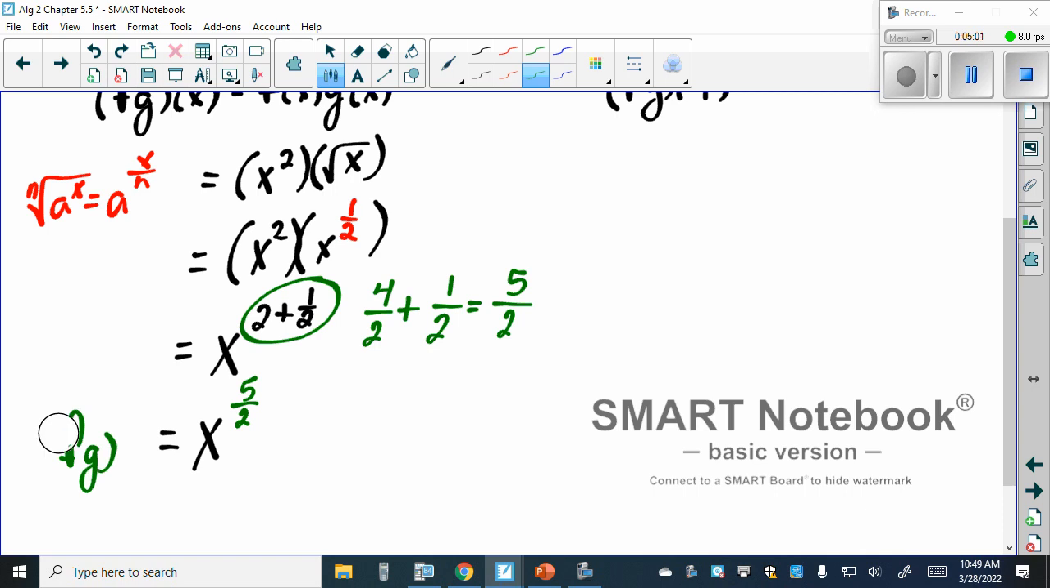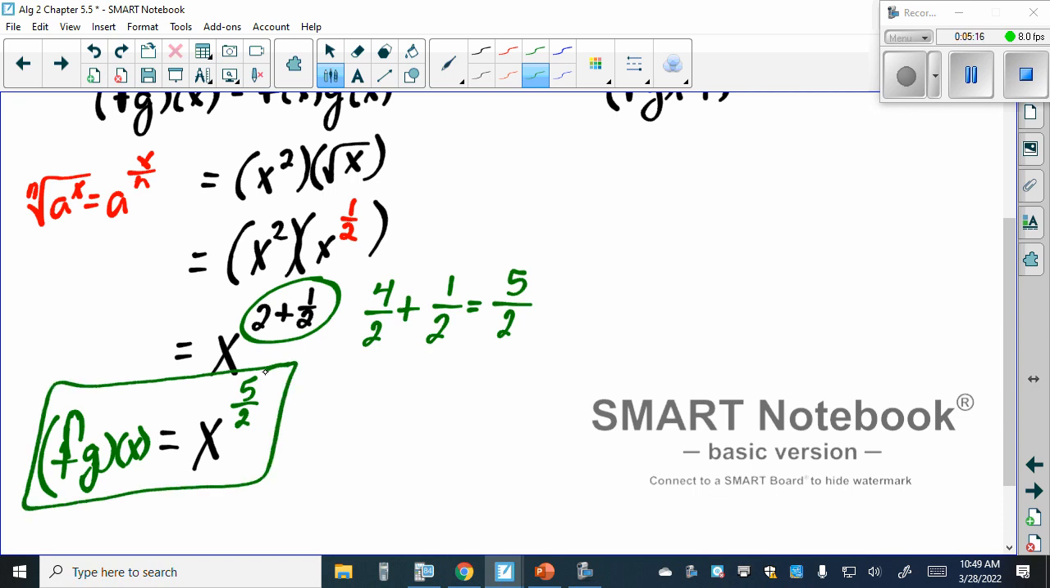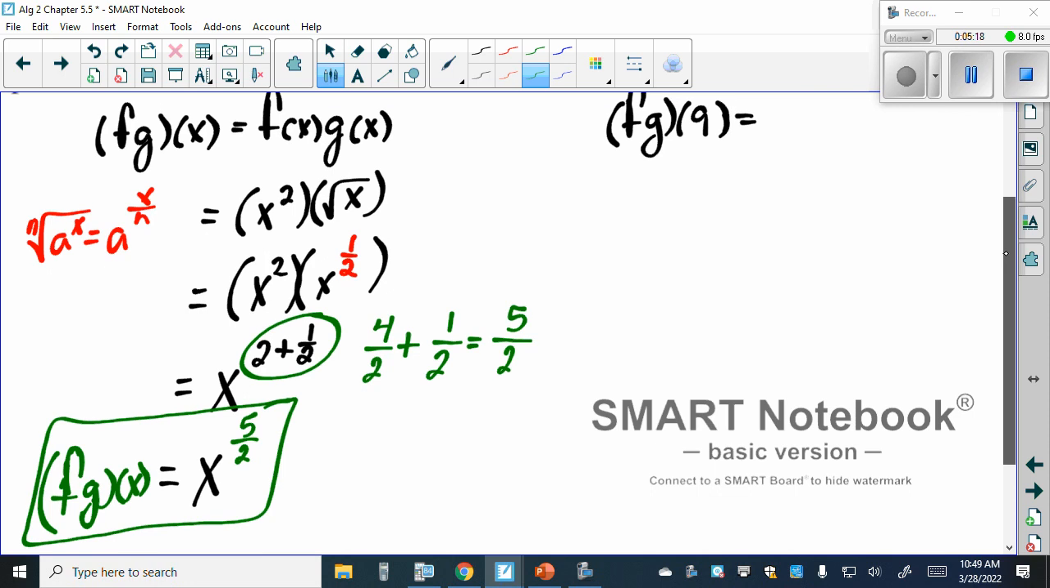This is f times g of x. So f times g of x is x to the 5/2. And that right there is half of our final answer, because we needed to find f times g of x, which gives us x to the 5/2.